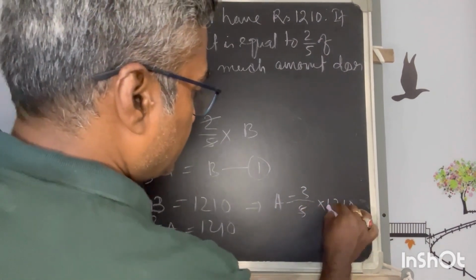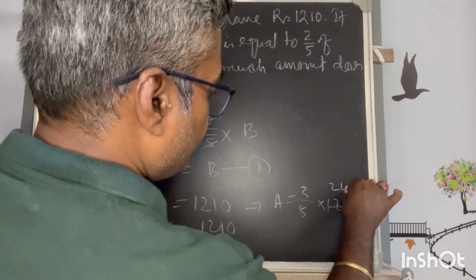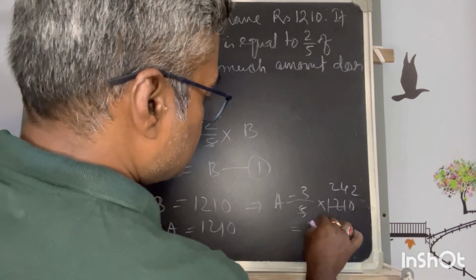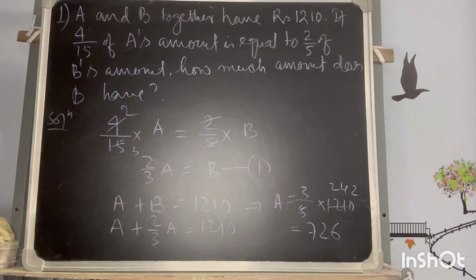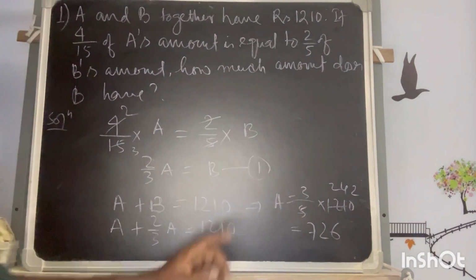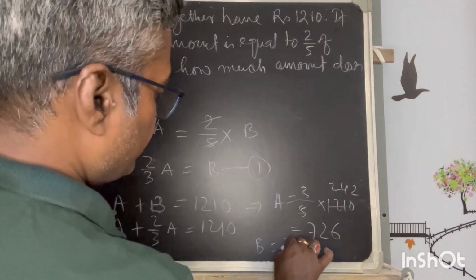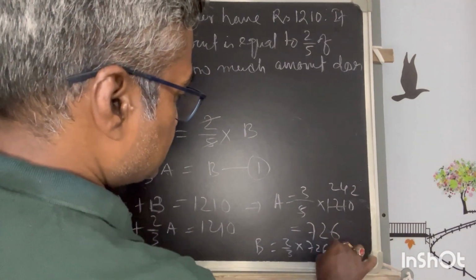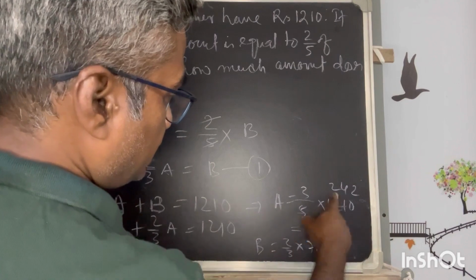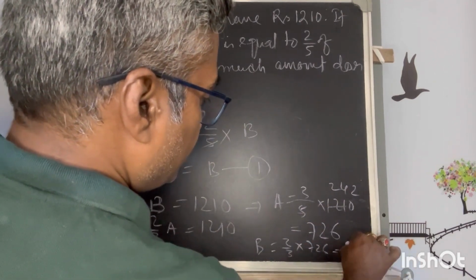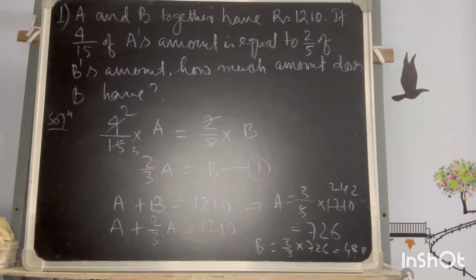Okay, so now what else? So this is 36 by 5, isn't it? 7.2 is A's value, and B is how much? B is 2/3 of 7.2. Now one third of 7.2 is 2.4, into 2, so that is equal to 4.8. So this will be the A and B's amount.